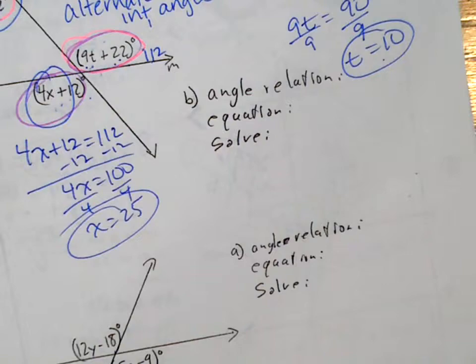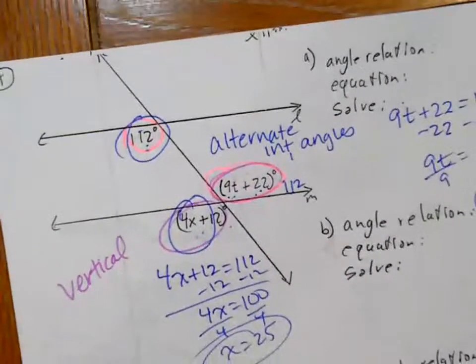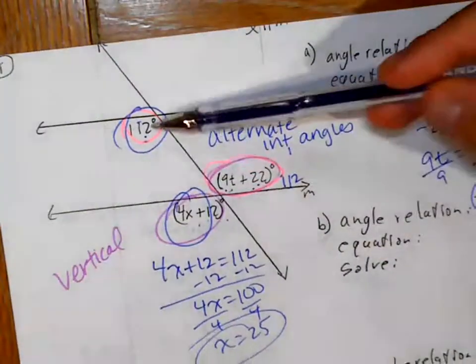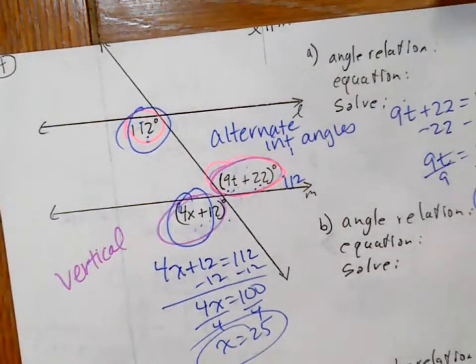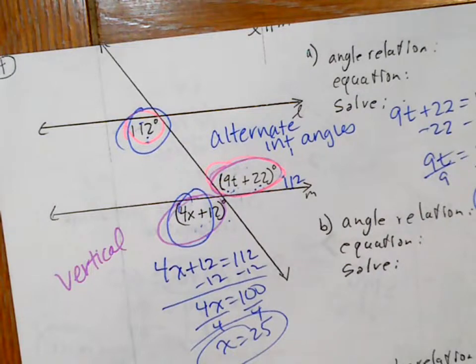See if these guys right here that we just did, two parallel lines. These guys are on the inside, on opposite sides of the transversal, alternate interior angles. Okay.